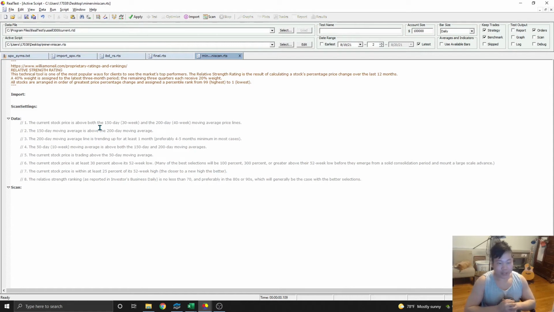So I've got a treat for you today. We're going to be building Mark Minervini's scan for stage 2 uptrend as seen in his book, Trade Like a Stock Market Wizard, which also includes the Investor's Business Daily's relative strength rating.